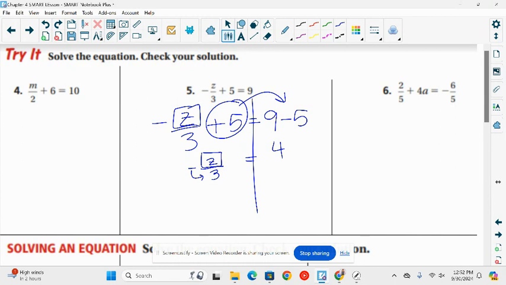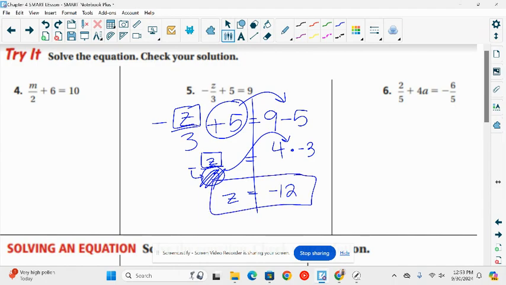How am I going to move that 3? We're going to use multiplication, because right now it's doing division. So times negative 3. Get rid of the 3. Which gives me negative 12. Okay? I want you to try number 4 and number 6. I'll give you about 3 minutes.